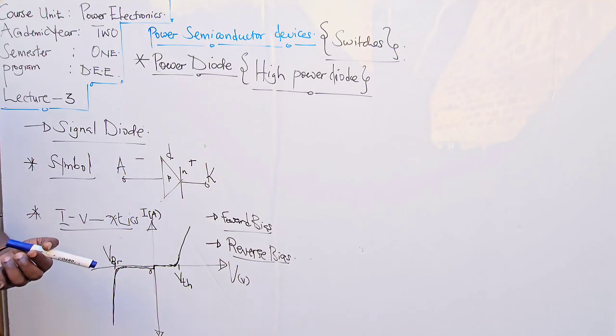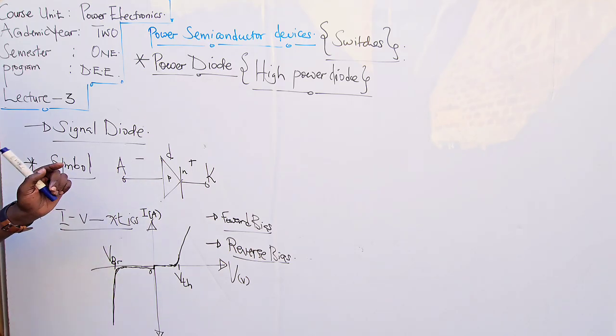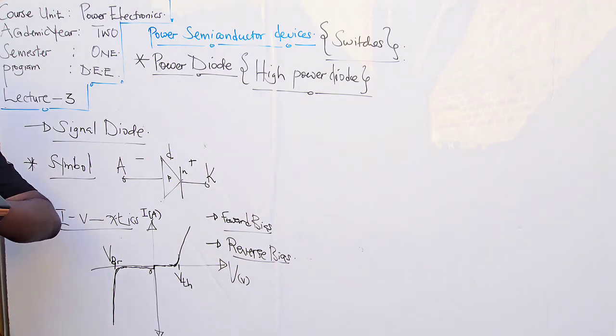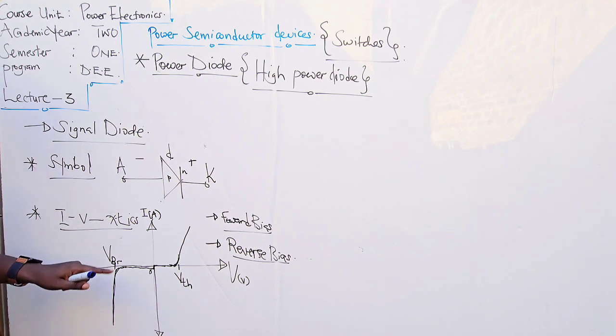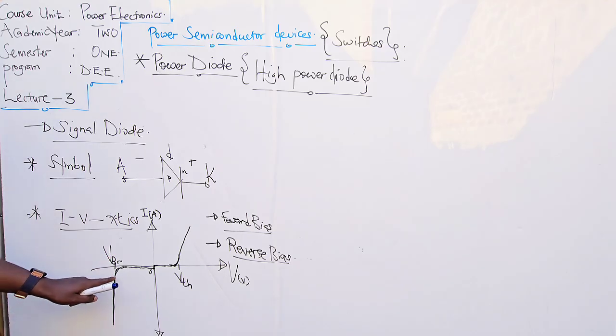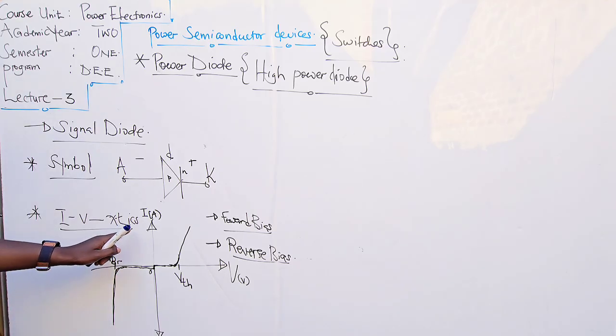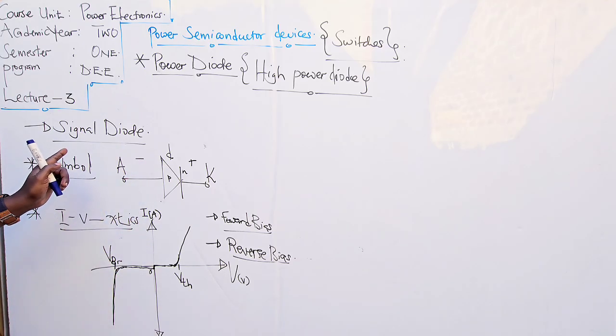If the diode is in reverse bias, that's the voltage beyond which the diode will no longer block a significant amount of the current. So it will go into conduction, reverse conduction mode. So that is the IV characteristic of a basic signal diode.